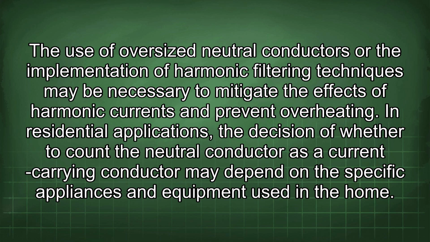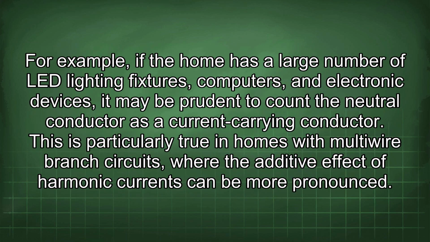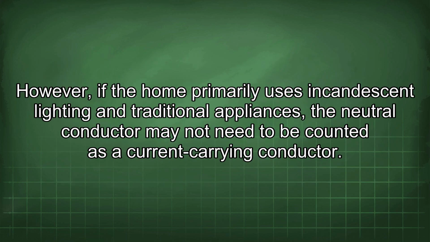In residential applications, the decision of whether to count the neutral conductor as a current carrying conductor may depend on the specific appliances and equipment used in the home. For example, if the home has a large number of LED lighting fixtures, computers, and electronic devices, it may be prudent to count the neutral conductor as a current carrying conductor. This is particularly true in homes with multi-wire branch circuits, where the additive effect of harmonic currents can be more pronounced. However, if the home primarily uses incandescent lighting and traditional appliances, the neutral conductor may not need to be counted as a current carrying conductor.